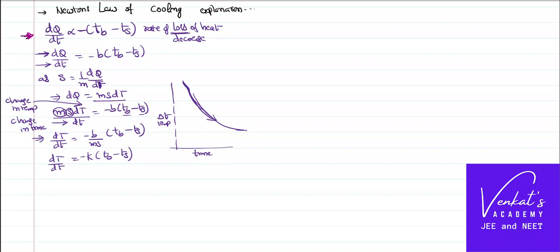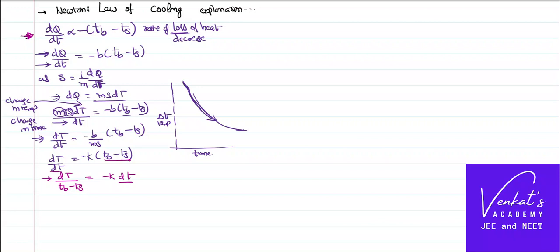Now if I simplify this equation further, I can say change in temperature by temperature of the body minus surroundings, taking this to the other side, can be written as minus k times dt. Now this is in a small interval of time, this much change of temperature happens. If it is continued, it happens for a long interval of time.